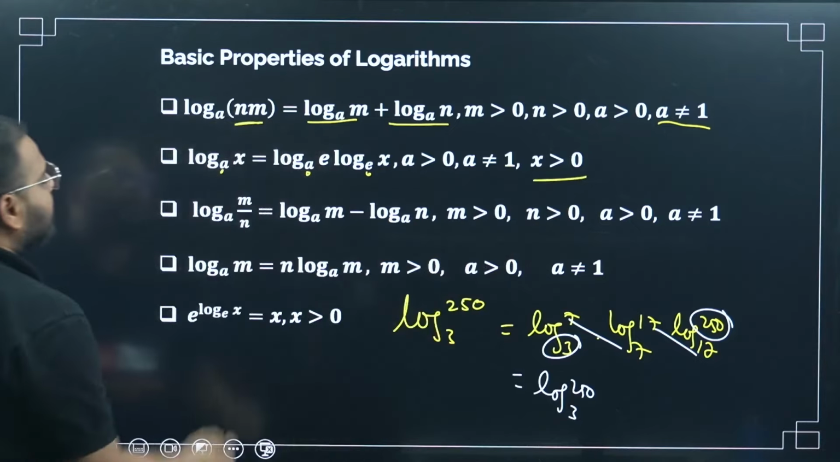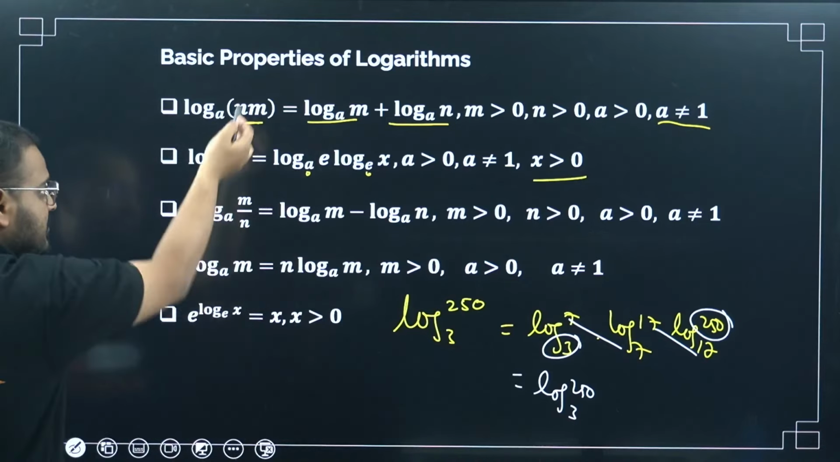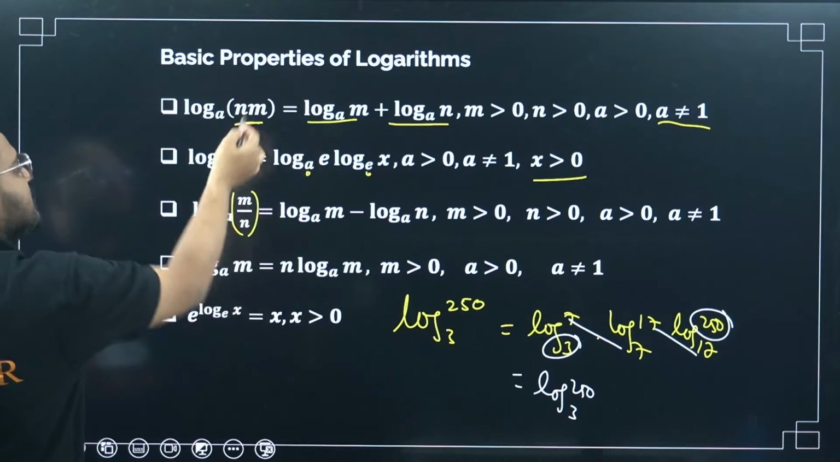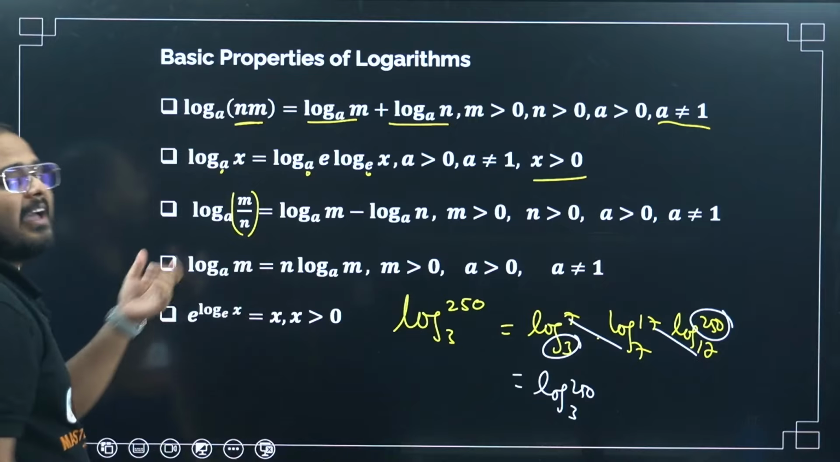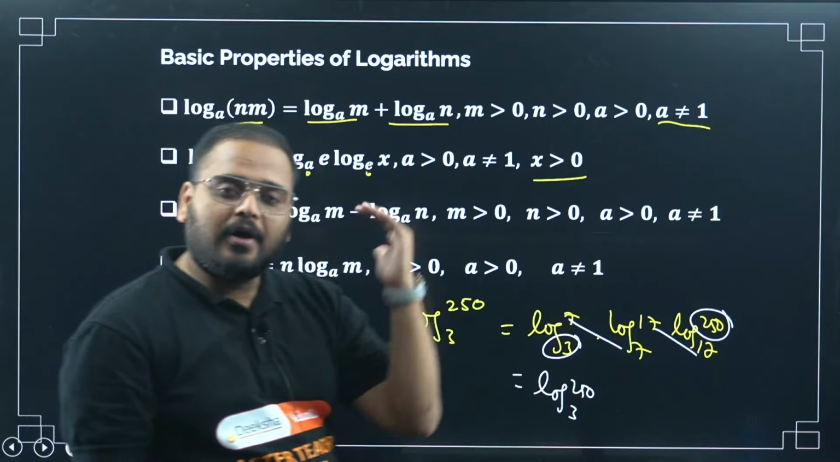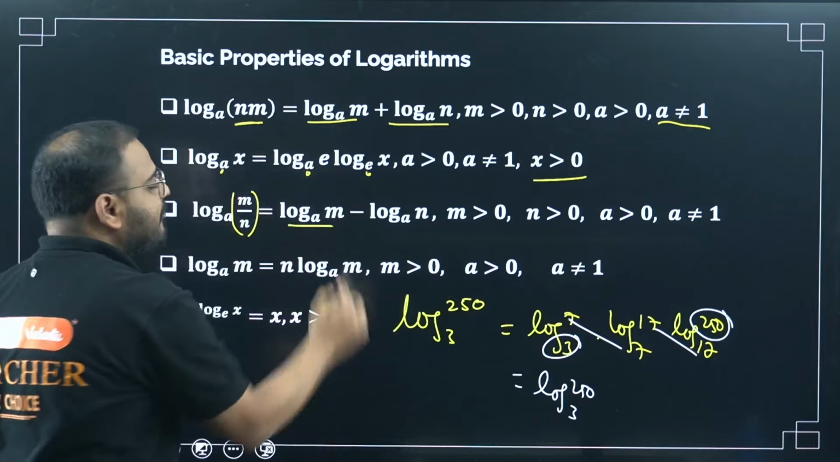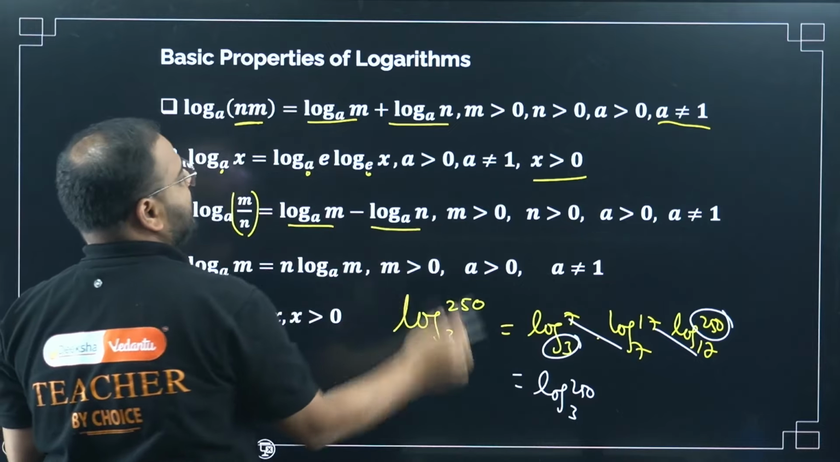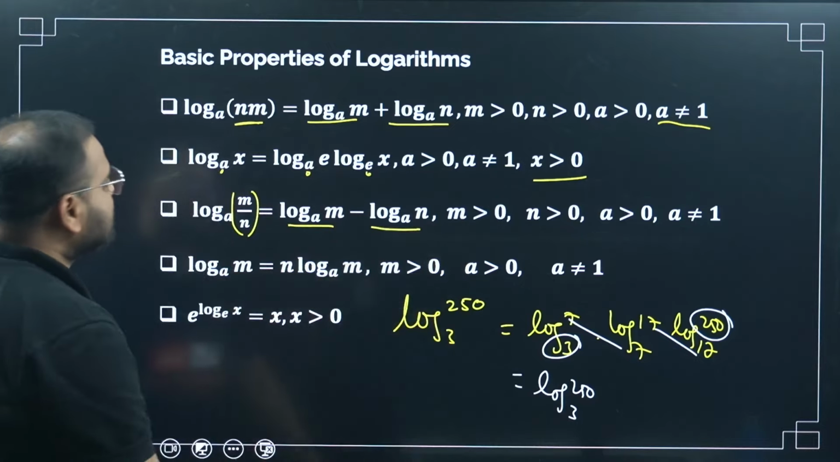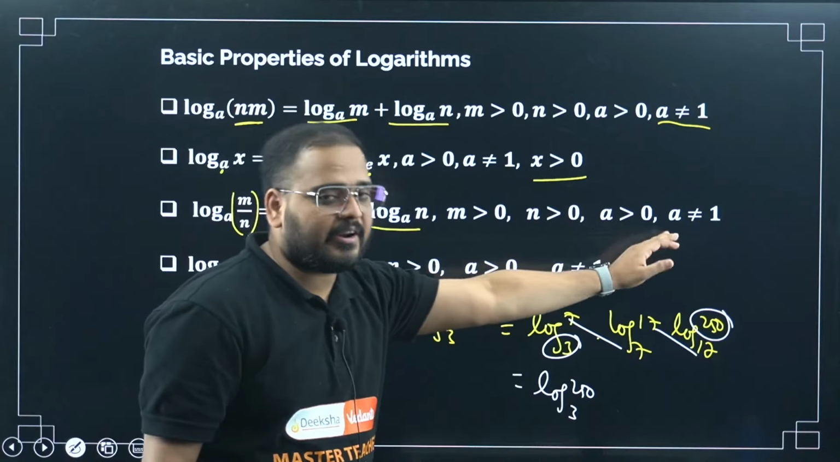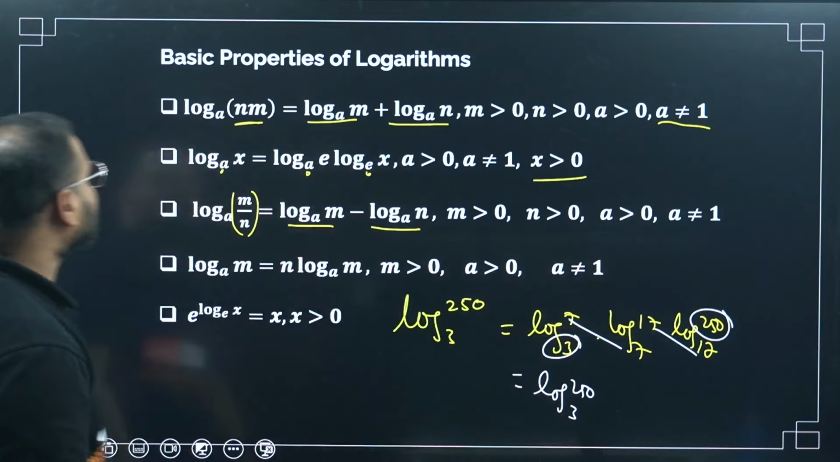Moving on. This was the product, this was the quotient. If I have to apply log on the ratio or quotient of two numbers, I can simply take log of the first number minus log of the second number. Again, the boundary conditions remain the same: greater than 0 and greater than 0, a greater than 0 and a not equal to 1.